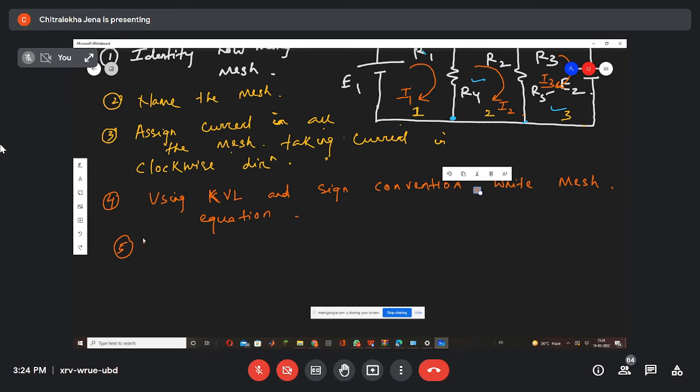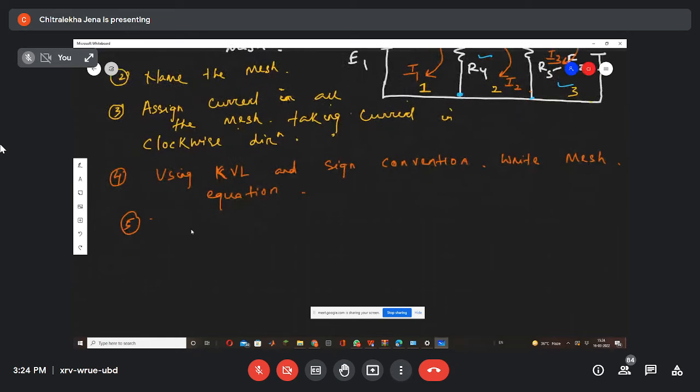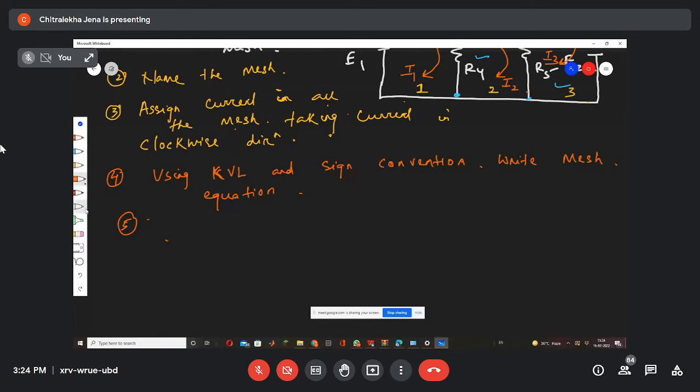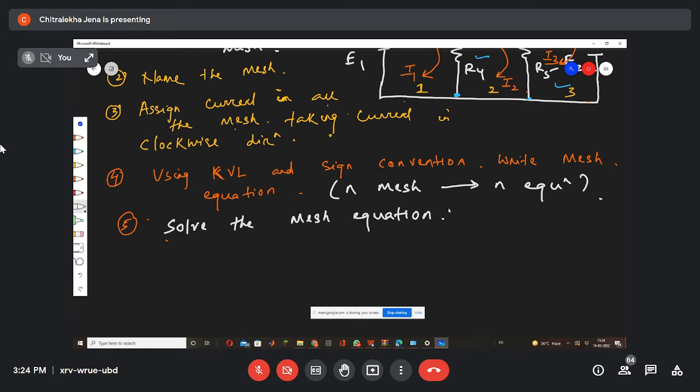So now the last step, the fifth step, is solve the mesh equations. If there are n number of meshes, you will write down n number of equations. Last step is solve the mesh equations. Solving equations will not give you any marks, so better use a scientific calculator. Don't waste time solving the equation. Write the mesh equations, put the coefficients of the variables in the scientific calculator, where the syntax is there, and you will get the value of the variables directly.